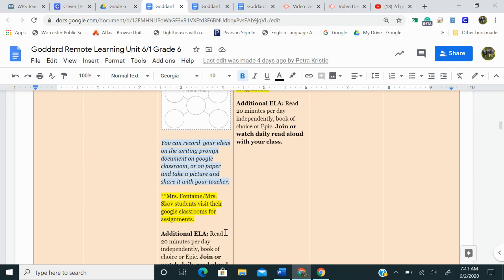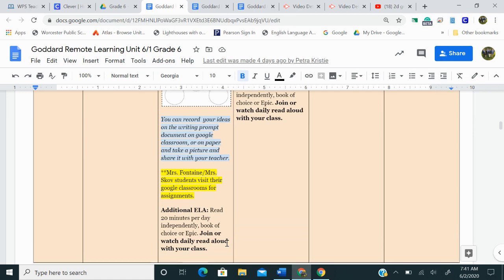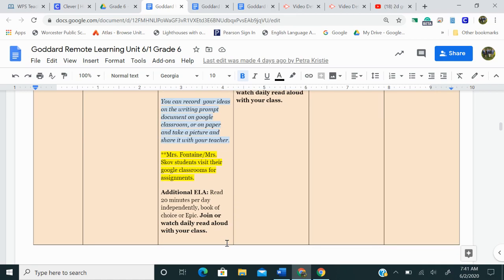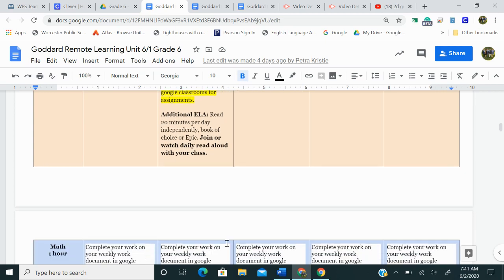Mrs. Fontaine and Mrs. Scove students, please visit their Google Classrooms for assignments. Additional ELA, read for 20 minutes a book of your choice or on Epic, and join or watch the daily read aloud with your class.